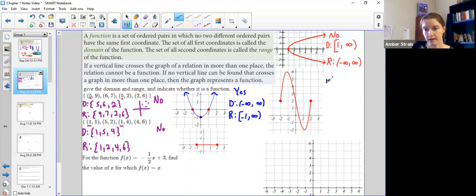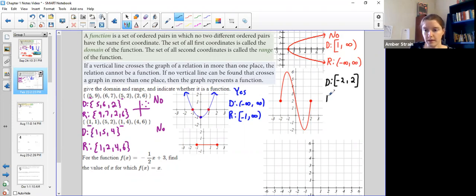So our domain would be specifically the x values from -2 up to +2. Since they used closed dots, I would use square brackets. It did hit those dots. If they had been open dots, that would be a round parenthesis because they would have been saying it approached the 2 but didn't actually equal it.